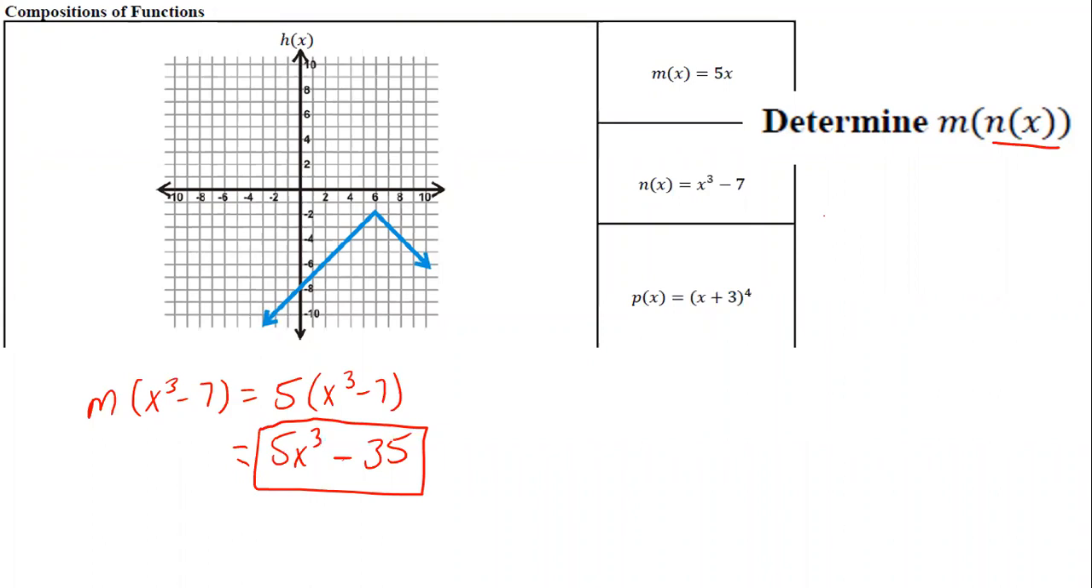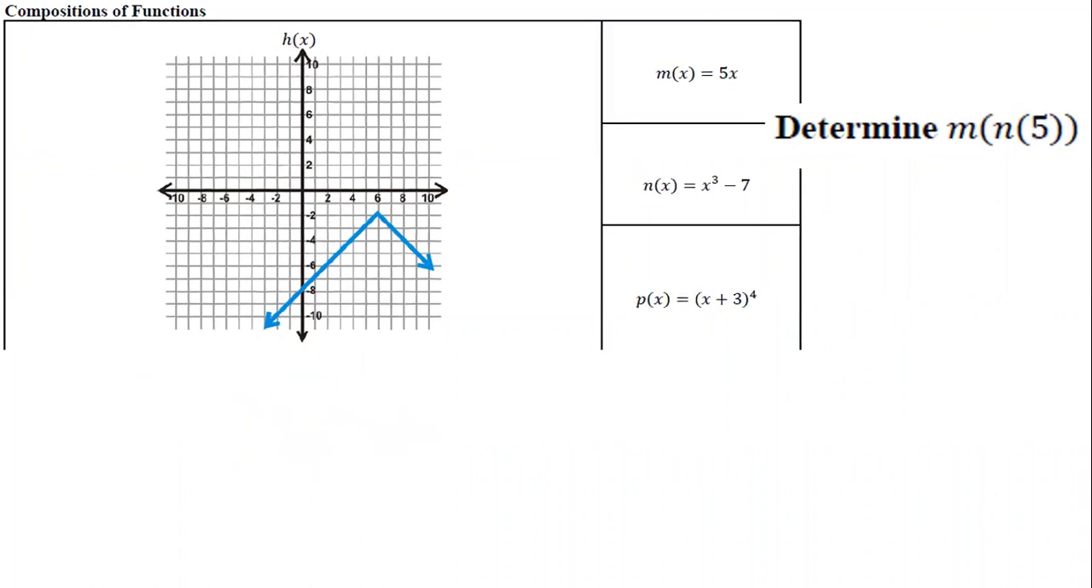Okay. The next one we're going to do is M of N of 5. So it's a function being evaluated. So the first thing you want to do is find the inside. So our inside is N of 5. So N of 5 equals, that means wherever X is, I'm plugging in a 5, right? So it's going to give us 5 cubed minus 7.